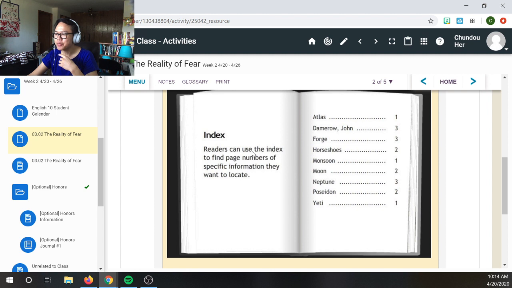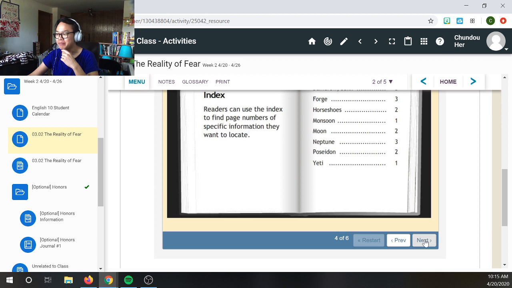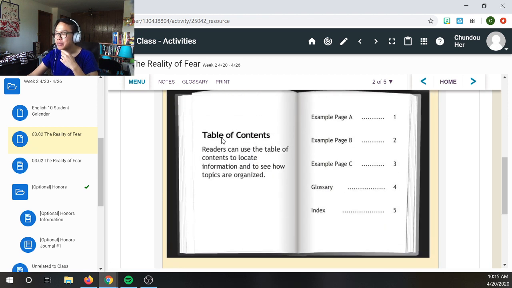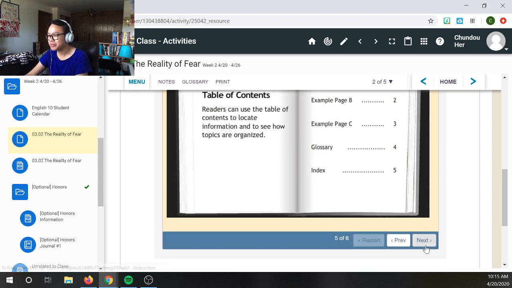An index. So readers can use the index to find page numbers of the specific information they want to locate. So again, just like my example before, if you want to find stuff specifically about the moon, for example, then you know that you have to go to page 2 for that. So indexes are super helpful in that way. Table of contents. Readers can use the table of contents to locate information and to see how topics are organized. So again, this will just tell you where things are in the book.